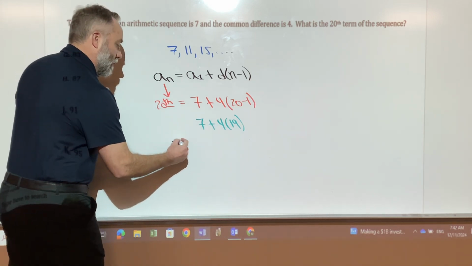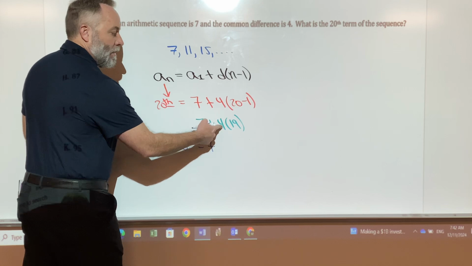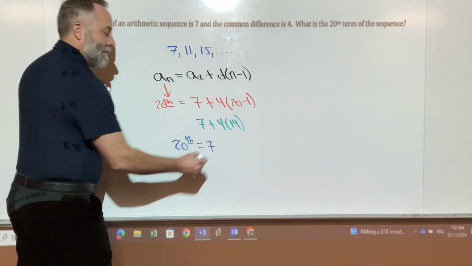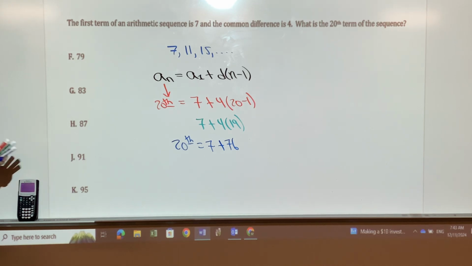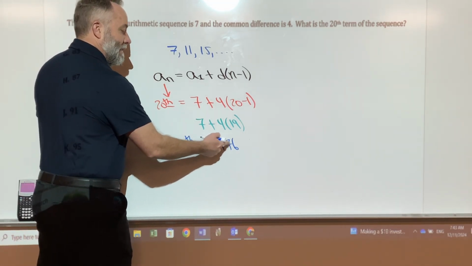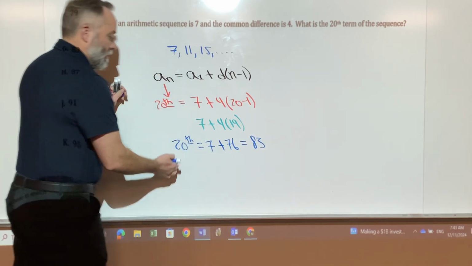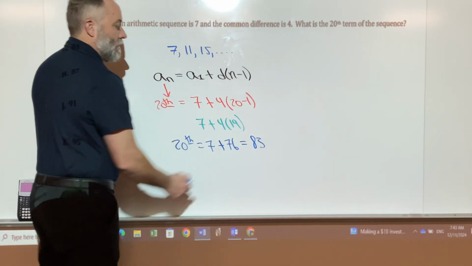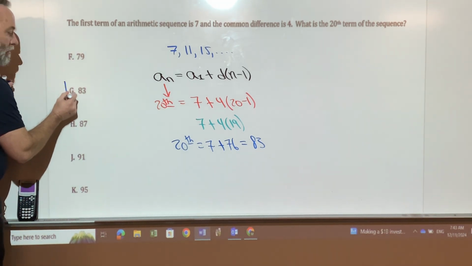So the 20th term ends up being 7 plus 4 times 19, which is 76. You can use a calculator if you need to do that, or to just check and increase your confidence. And then 7 plus 76 is equal to 83. So the 20th term of this sequence would be 83, and we find that answer in choice G.